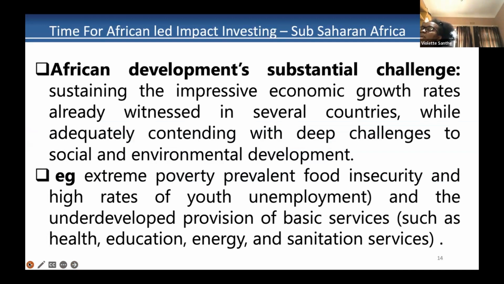As we have seen from the figures, the trajectory for African development currently faces a substantial challenge, and the challenge is sustaining the impressive economic growth rates already witnessed in several countries, while adequately contending with deep challenges to social and environmental development. Some of these challenges include extreme poverty, which is perpetuated, for instance, by prevalent food insecurity, high rates of youth unemployment, and underdeveloped provision of basic services to large proportions of the population. For instance, health, education, energy, and sanitary services.